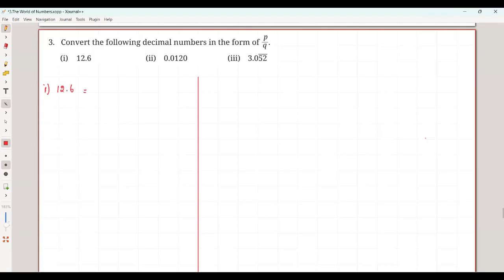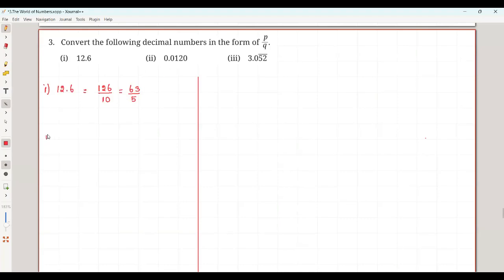12.6 is given. How many decimal parts? As many decimal places, that many zeros you divide by. So 12.6 we can write as 126 divided by 10, since we have 1 decimal place. So 126 by 10 gives 12.6. So we have written it in the form of p by q. If you are able to simplify, just simplify and write. Both can be simplified with the 2 table. 6 2s are 12, 3 2s are 6, 5 2s are 10. So 63 by 5 is the answer.